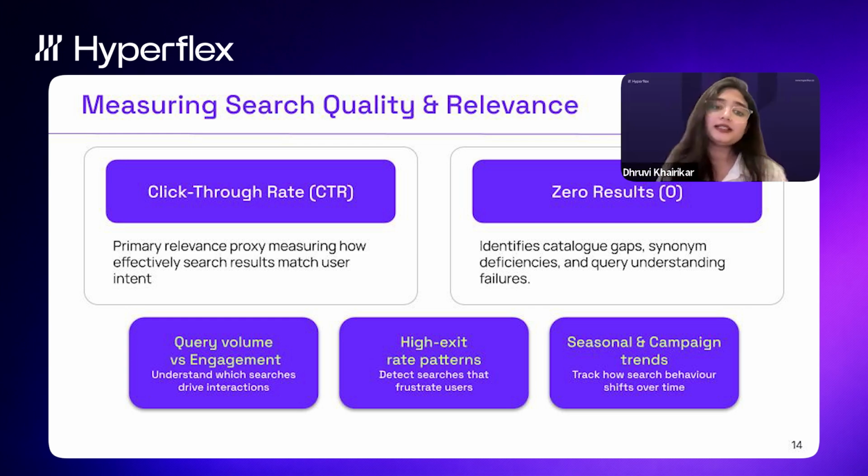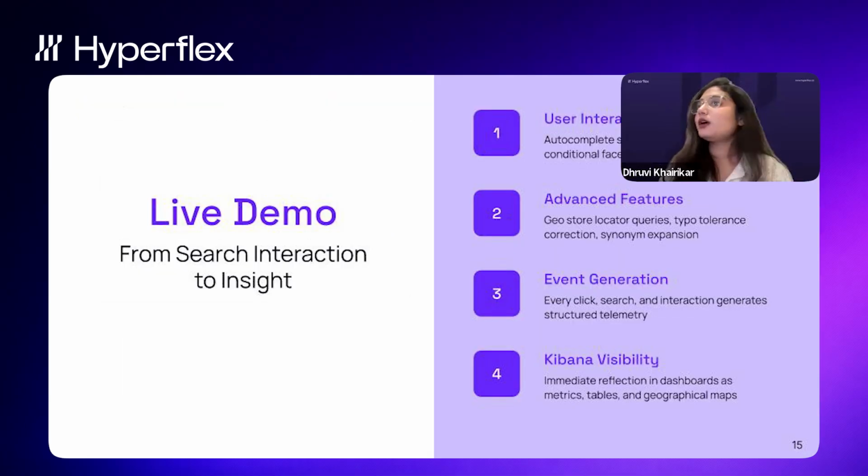The key point here is that Kibana does not just show us metrics, it allows us to correlate relevant signals across time, query intent, and user behavior, which is what makes optimization possible. Of course, enough of talking. Let me go through my Kibana and show what I exactly meant.